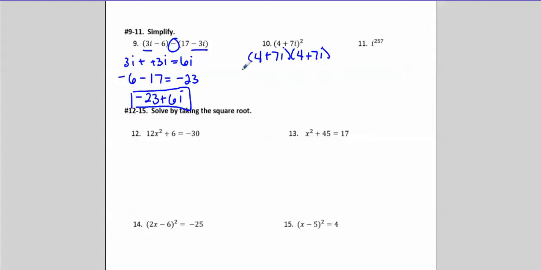4 times 4 is 16. 4 times 7i is 28i. 7i times 4 is another 28i. And 7i times 7i is 49i squared.